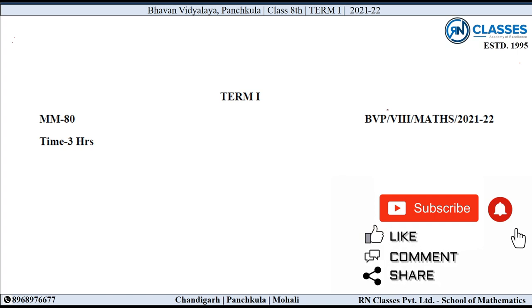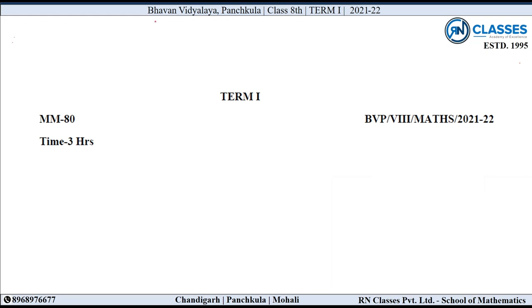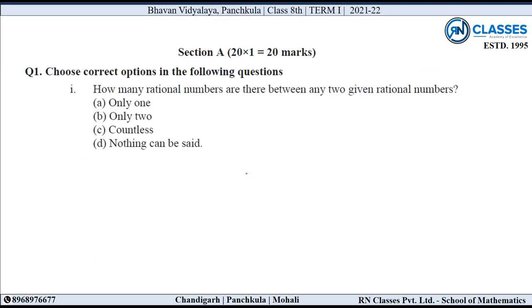So let's move on to Bhavan Vidyalaya paper conducted in Panchkula for class 8th term 1. It was conducted on 23rd of September and it had 4 sections, right? So 80 marks and 3 hours examination. So first, straight away jumping on to section number A. Section A, 20 questions, 1 mark each, 20 marks.